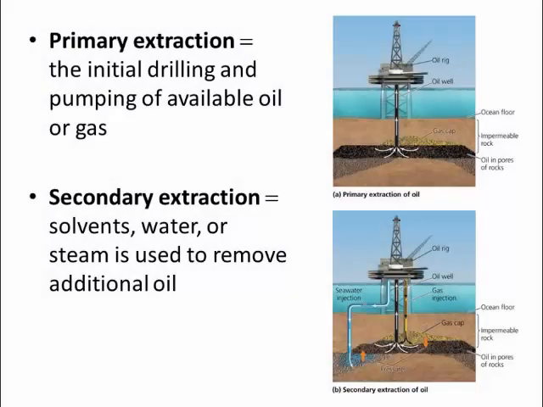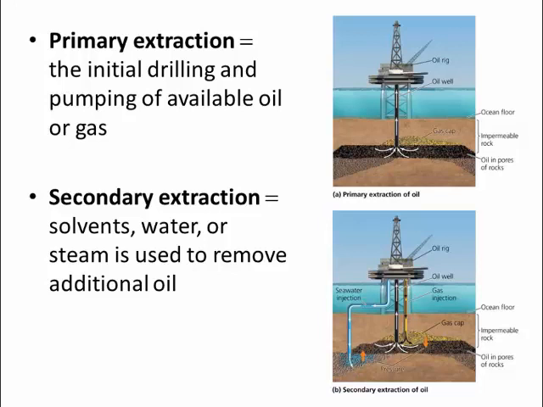Now let us consider each of the advanced methods for extracting fossil fuels, beginning with secondary extraction from existing wells. Part of the quest for more fuels has been to revisit old sites. When a site is first developed for fossil fuels, it is said to go through primary extraction, which is initial drilling and pumping of available oil and gas. Primary extraction removes the fossil fuels that are easiest to access and therefore the cheapest to harvest.